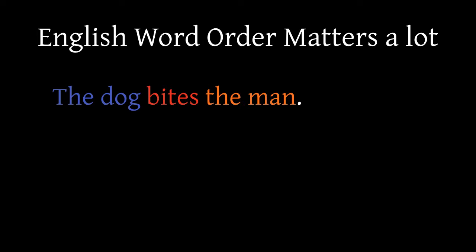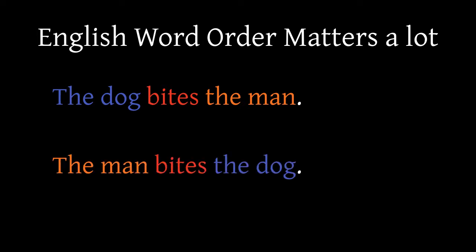Sometimes when we're being poetic, we'll mix up the order, but it's always clear what we mean. So, the man bites the dog. We've simply changed the order. Now we know that the man is the subject and the dog is the object.